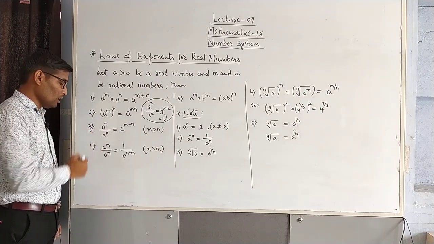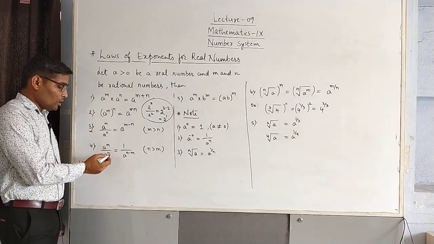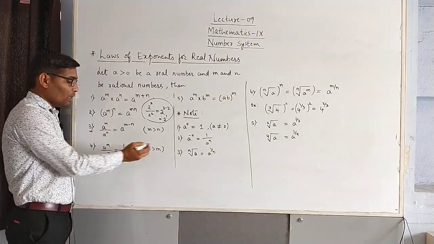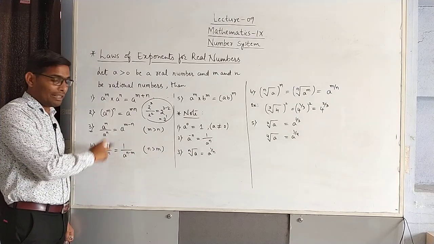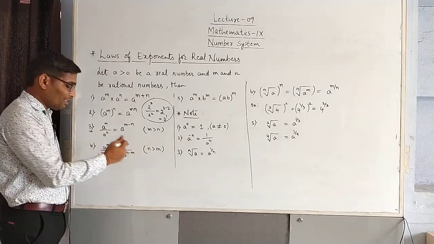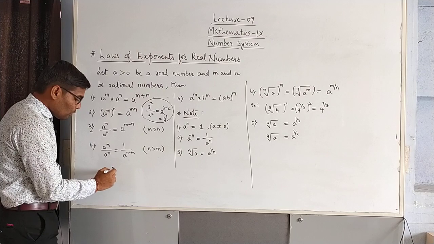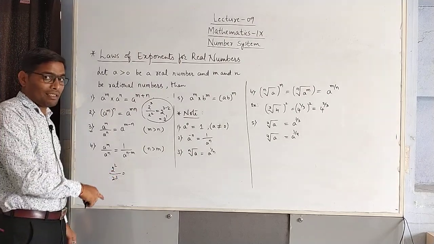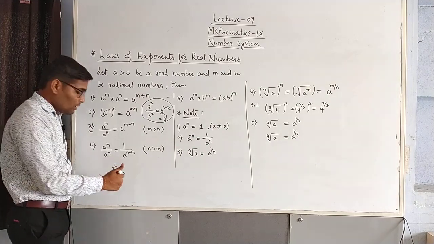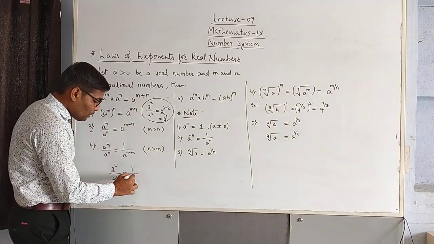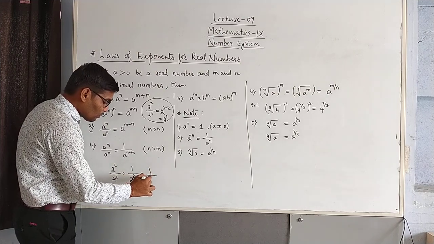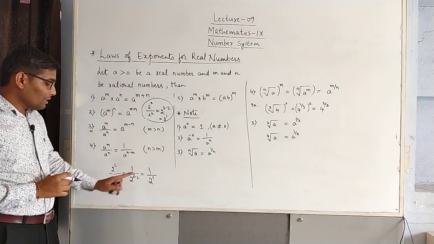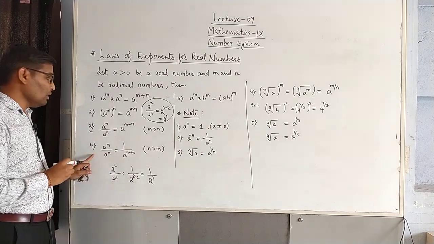Then moving to the fourth one, a to the power m divided by a to the power n equals 1 by a to the power n minus m. This is possible when the power of the denominator is greater than the power of the numerator. Example: 2 to the power 2 divided by 2 to the power 3. Here the power of the denominator, 3, is greater than the power of the numerator, 2. Then we can write 2 to the power 3 minus 2, that is, 1 by 2 to the power 1. This is an example for the fourth law of exponents.